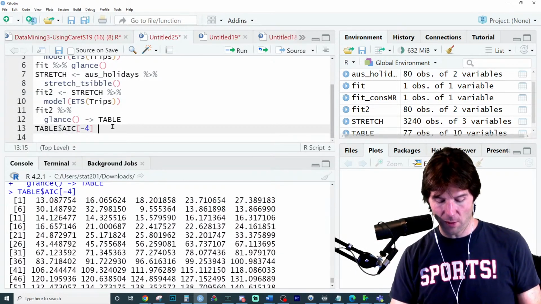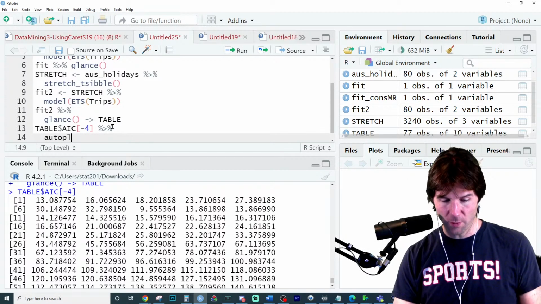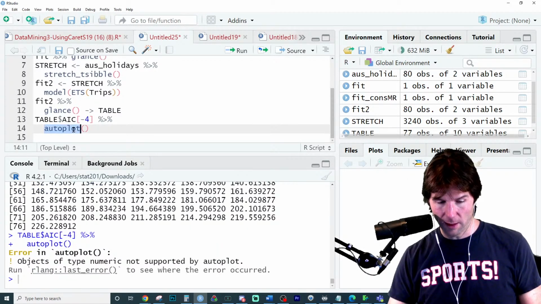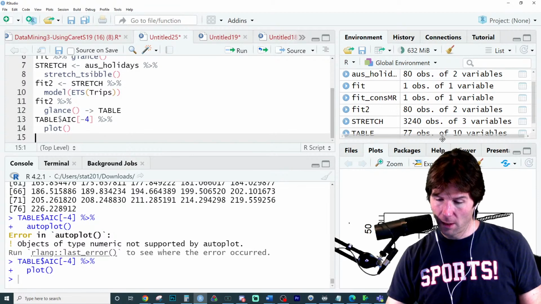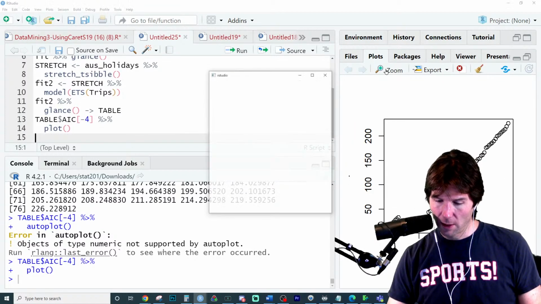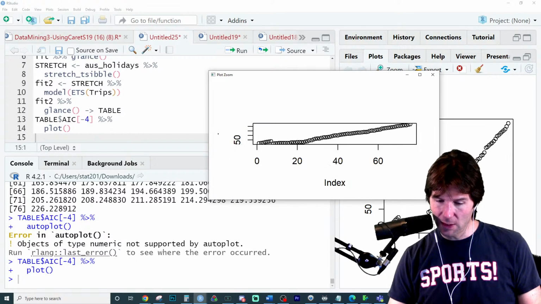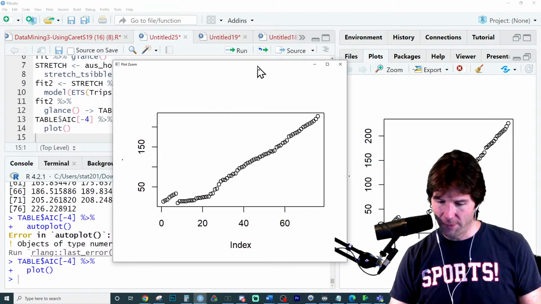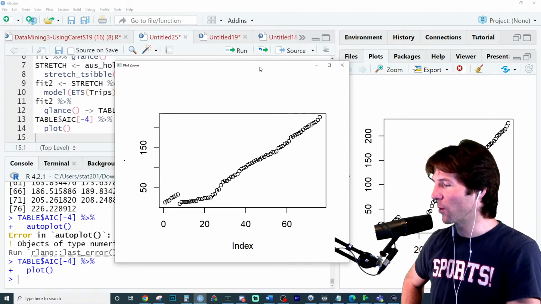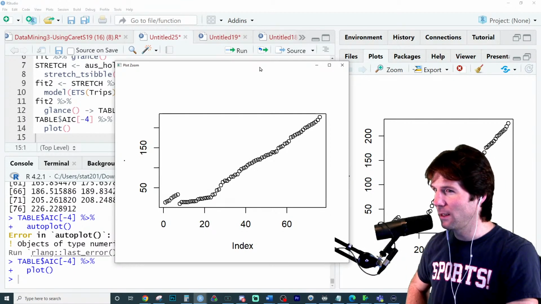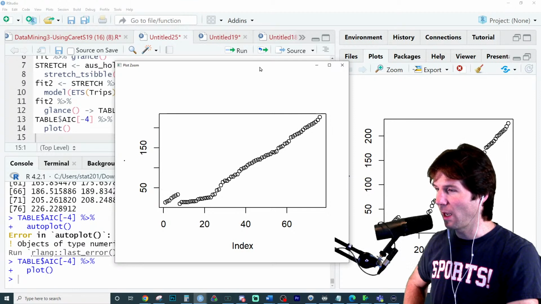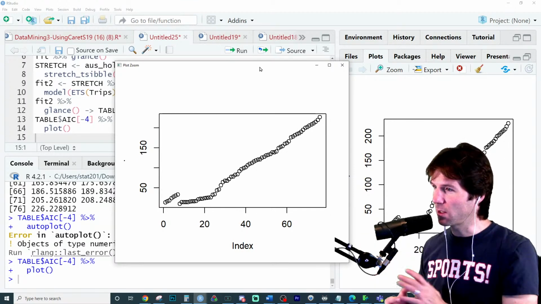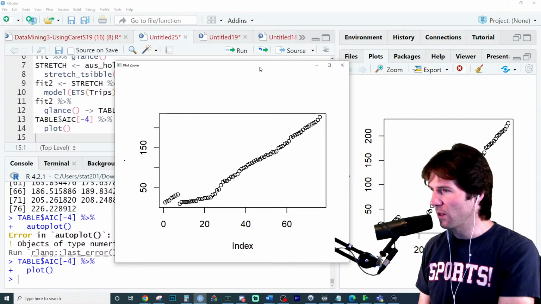We might be able to just auto-plot this. I'd love it if this just auto-plots. Please auto-plot. No, it doesn't like it. We could plot it. There we go. Then we could talk about making this look nicer. But your AIC is steadily and linearly increasing throughout the model, showing that the model is getting further from the truth. And that is a fear of mine, that you'd want the AIC to remain relatively constant as you do a stretch tsibble. Does this make sense, Sierra, right here?